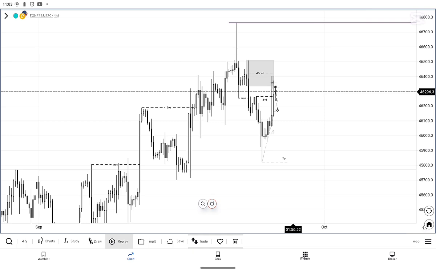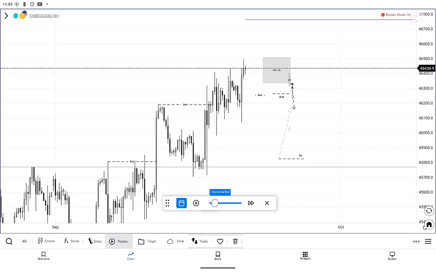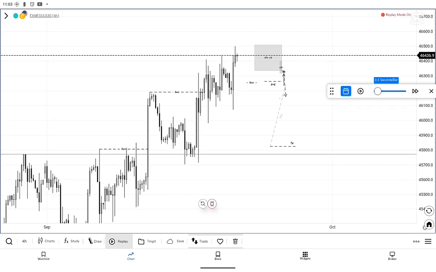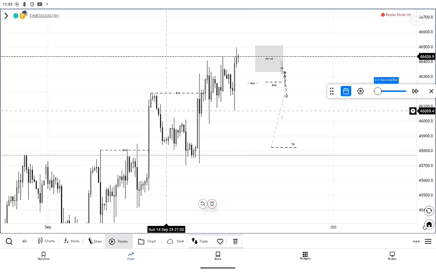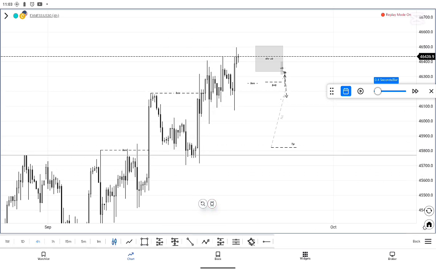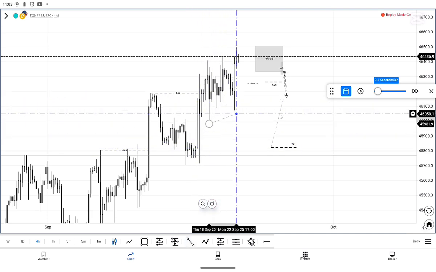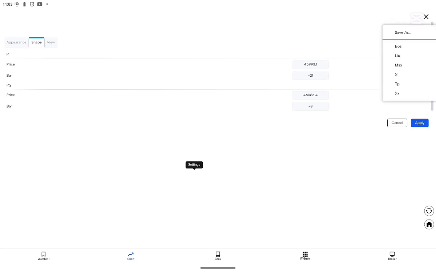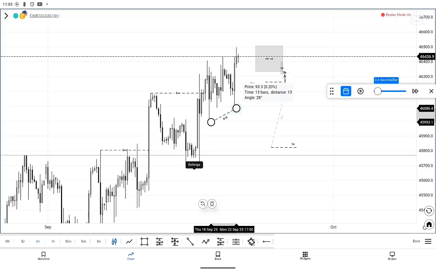So I'll explain exactly how I took my trade. So what I could see was after this break of structure, right? I took this zone as a liquidity zone. Right? I took this zone as a liquidity zone. So this was liquidity zone to me.